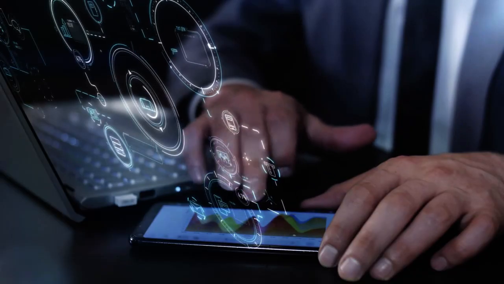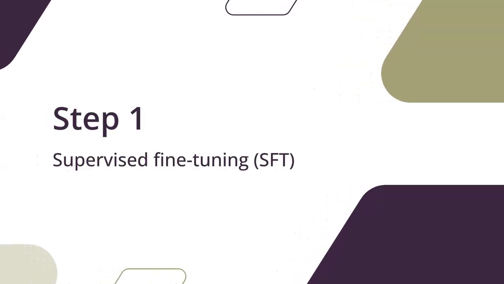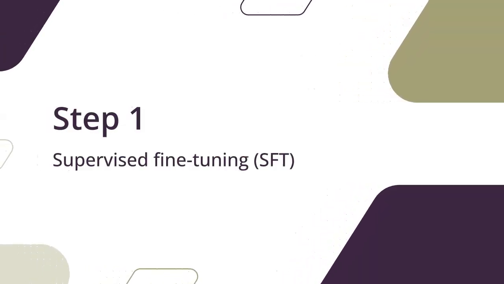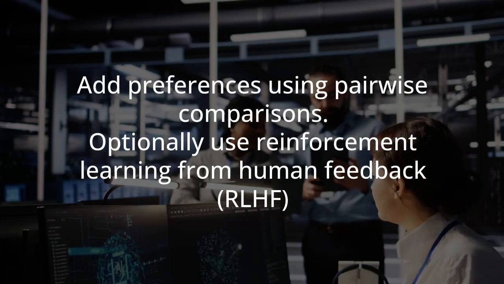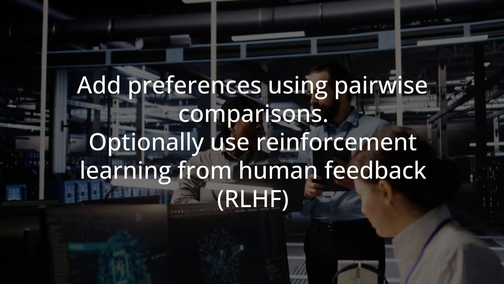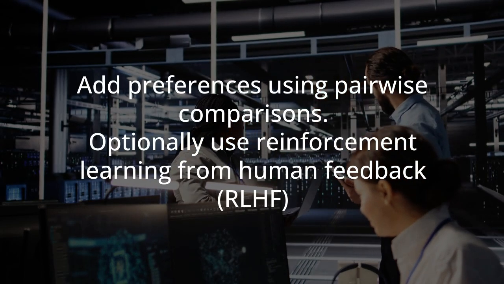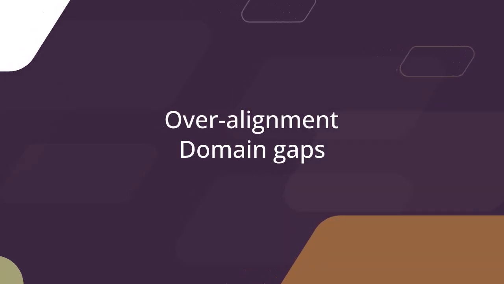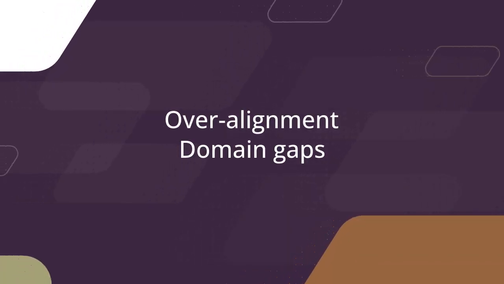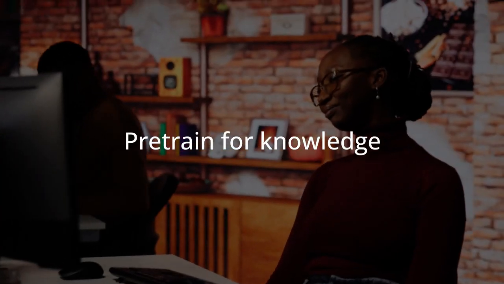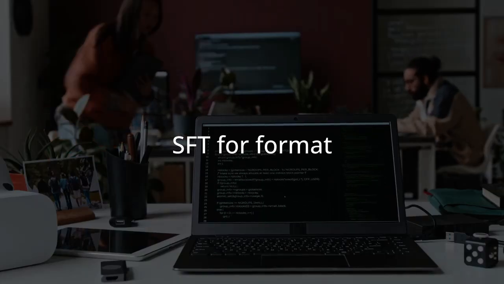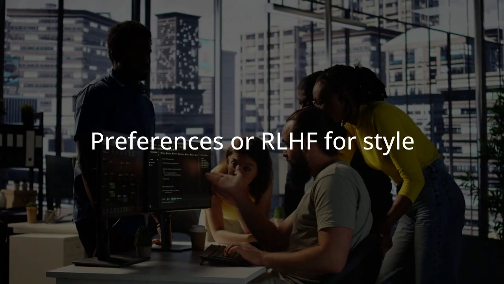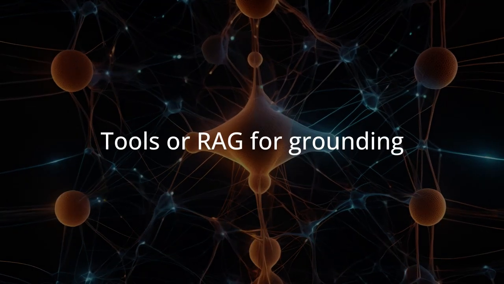Turning a base model into an assistant involves several steps. First, supervised fine-tuning, or SFT, on high-quality instructions. Then add preferences using pairwise comparisons, and optionally use reinforcement learning from human feedback, or RLHF. Watch out for overalignment, which can lead to bland answers, and be aware of domain gaps. The process is pre-train for knowledge, SFT for format, preferences or RLHF for style, and tools or RAG for grounding.